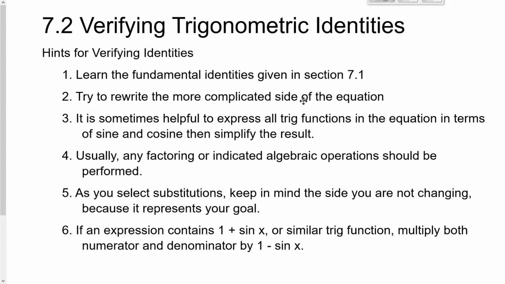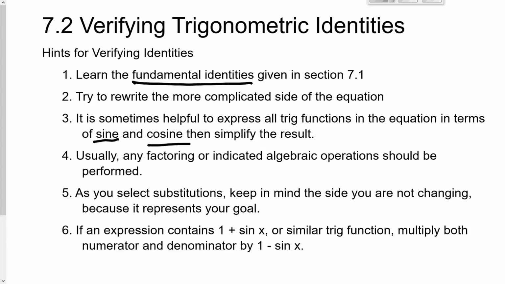So you work one side first, starting usually with the more complicated side, and you want to substitute different things in. Those fundamental identities, that's what you want to substitute in. Those fundamental identities that we learned from last chapter in chapter 5. And sometimes you want to write it in basic sine and cosine, so you turn everything to sine and cosine. That can be one strategy.